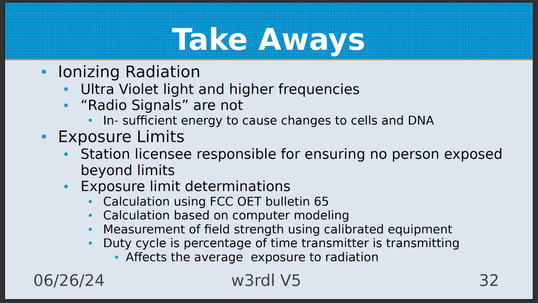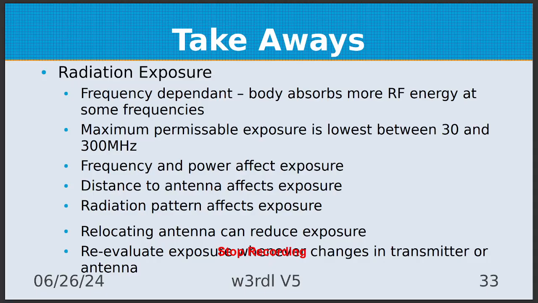Exposure limit determinations. You can either use the Bulletin 65. You can use computer modeling calculations. You can measure field strength if you're lucky enough to be able to find a field strength meter that's reasonably priced and can be calibrated. Duty cycle is a percentage of time the transmitter is transmitting. I keep wanting to say it's transmitting to not transmitting. Affects the average exposure to radiation. Duty cycle is probably the easiest thing to control.